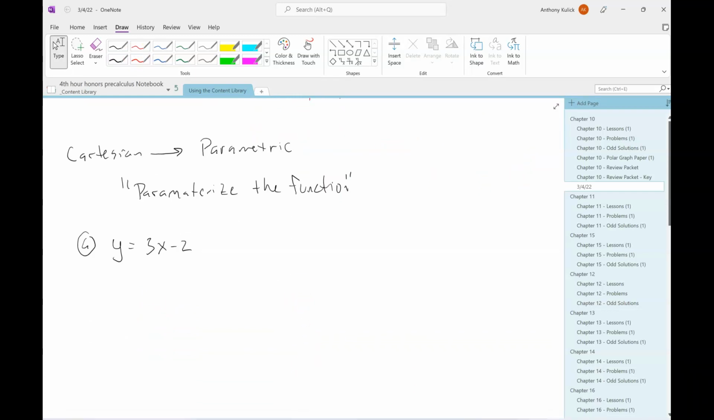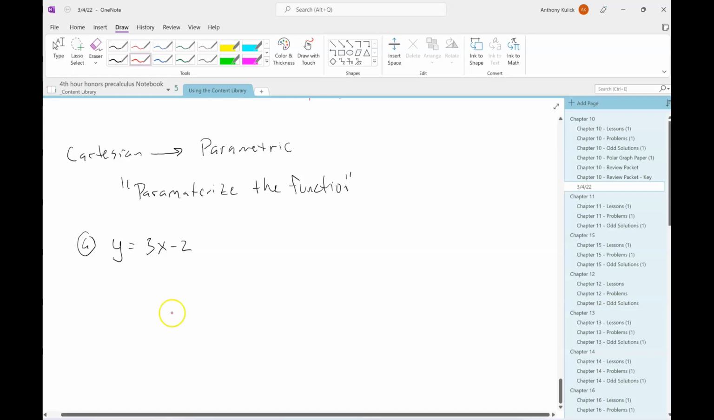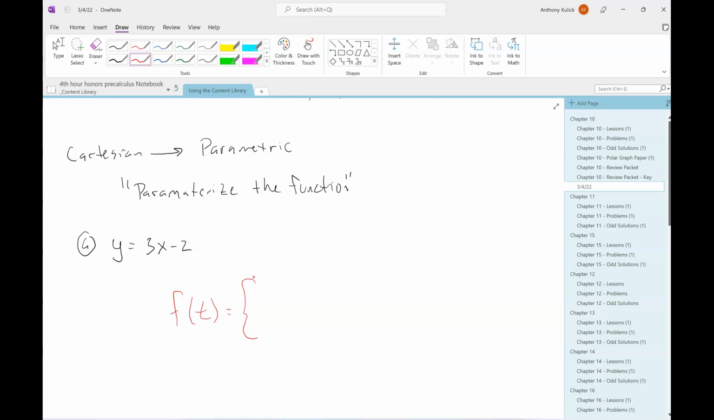So let's say we just have the Cartesian equation, y is equal to 3x minus 2. Does that meet the definition of a Cartesian function? Yeah, absolutely. If that's the case, then the parameterization is super easy. What's the independent variable in the Cartesian form? Well, it's x, right, is the independent variable.